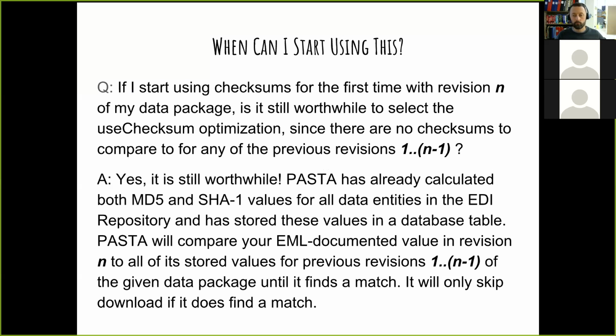The answer is yes, it could still be worthwhile because Pasta has already calculated both MD5 and SHA-1 values for all data entities in the EDI repository, and it has these values stored in a database table. So Pasta will compare your EML documented value in revision N to all of its stored values for previous revisions 1 through N-1, assuming you use a sequence. Not everybody does. Of the given data package until it finds a match. It will only skip download if it does find a match.